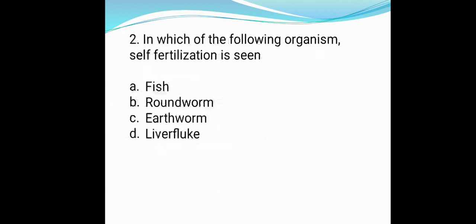because in earthworm, the male reproductive structures mature earlier than the female reproductive structures. So in earthworm you can see the protandry condition, that is, maturation of male reproductive structure prior to the maturation of female reproductive structure. So in the given options, liver fluke is the right answer, that is D.